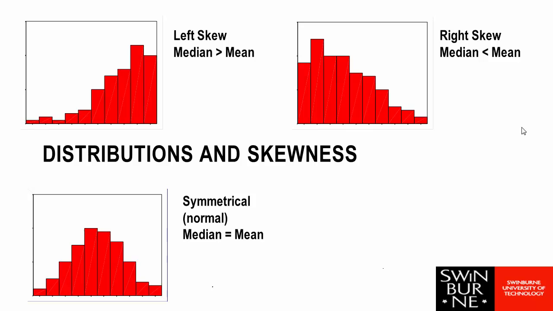Here is an example of a symmetric distribution. It is approximately normal, so a bell curve type shape. When we have a distribution that looks like this, the mean and the median tend to be very similar to one another.